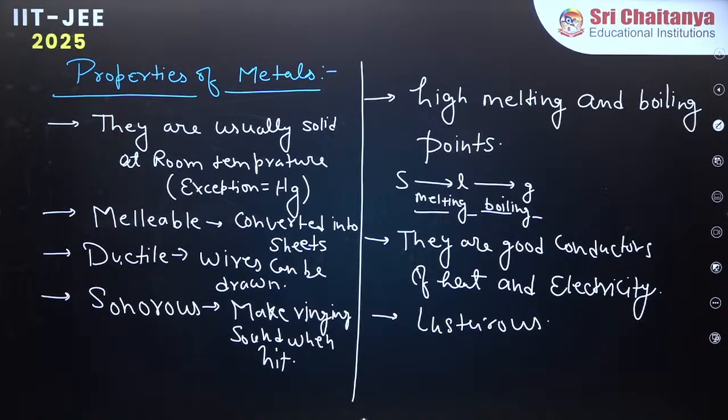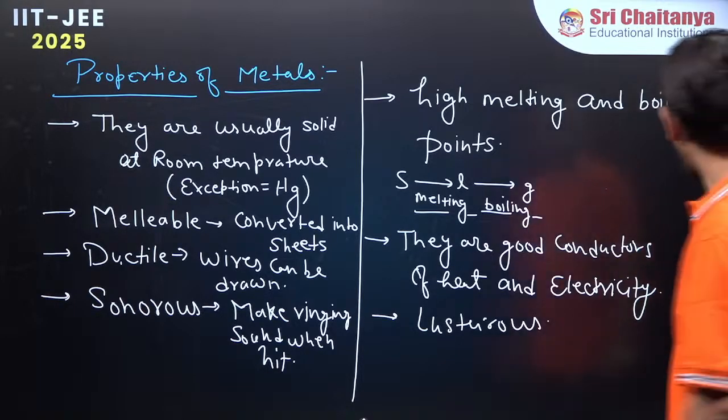What about gallium and cesium, sir, of high melting point? Yeah, their melting point is not so high, but that is also okay. Because we are talking about general trends, there are some exceptions always. High density, no brittle, no. Strong means no brittle only.